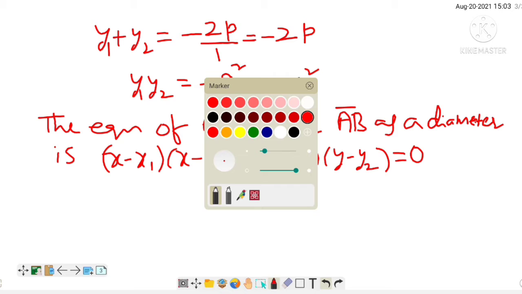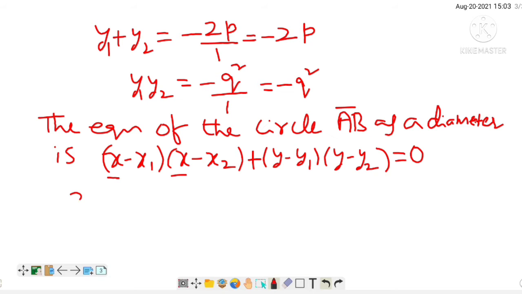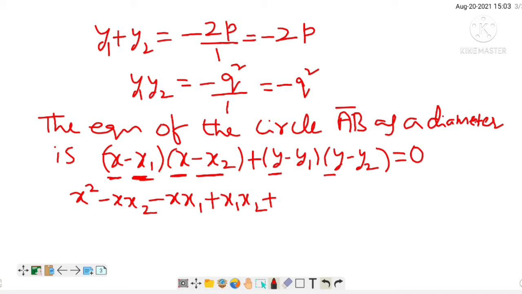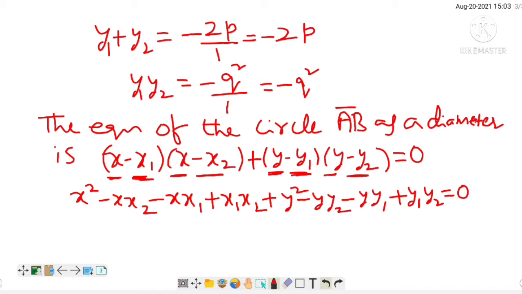So now multiply: x into x, x square; x into minus x2, minus x into x2; minus x1 into x, minus x1 x; minus x1 into minus x2, plus x1 x2; plus y into y, y square; y into minus y2, minus y y2; minus y1 into y, minus y1 y; minus y1 into minus y2, plus y1 y2 is equal to 0.